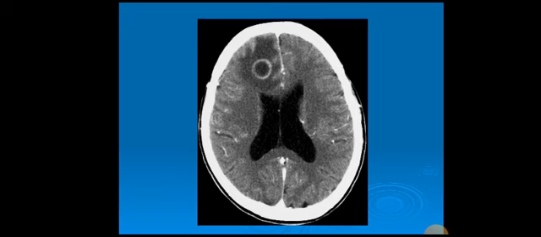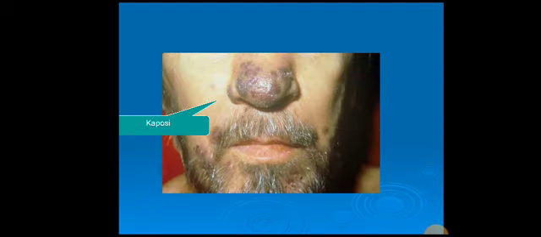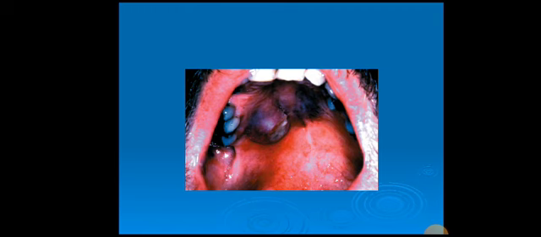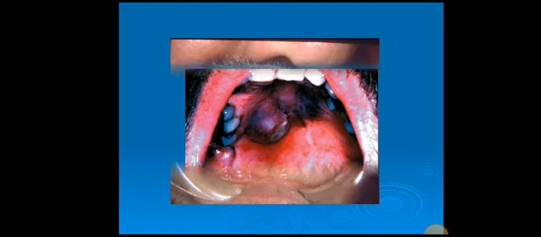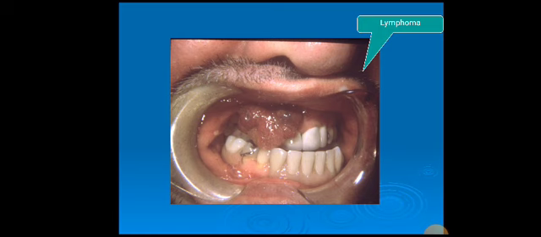This patient has toxoplasmosis of the brain, this patient has Kaposi sarcoma, and this is another patient also with Kaposi sarcoma. This is another patient with Kaposi sarcoma of the nose, and this is a patient with Kaposi sarcoma of the mouth, and this patient has lymphoma of the gingiva, and this patient has extrapulmonary tuberculous lymphadenitis, and this patient has cervical herpes, chronic extensive genital herpes simplex infection.